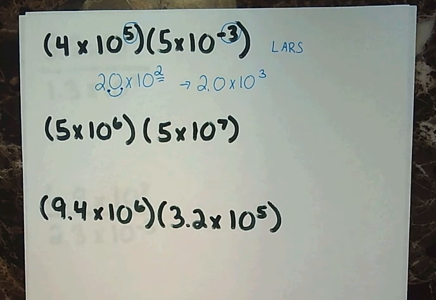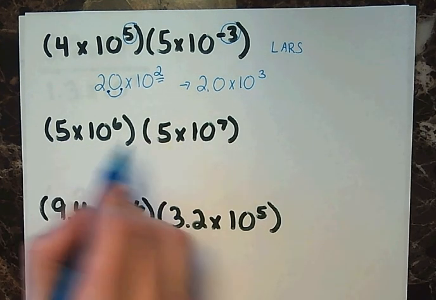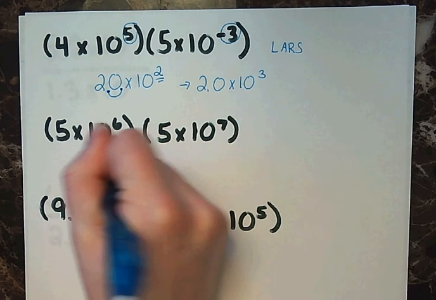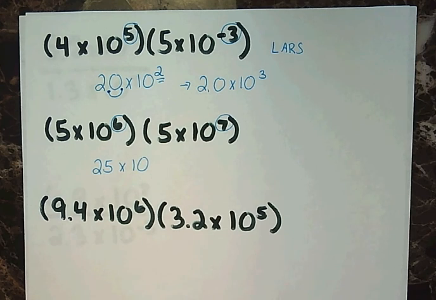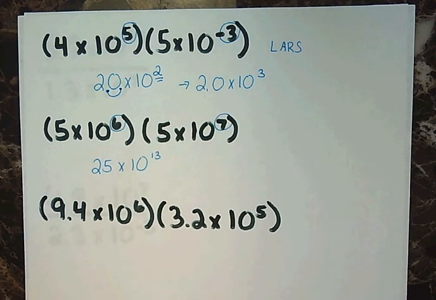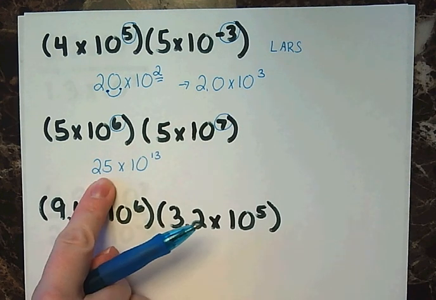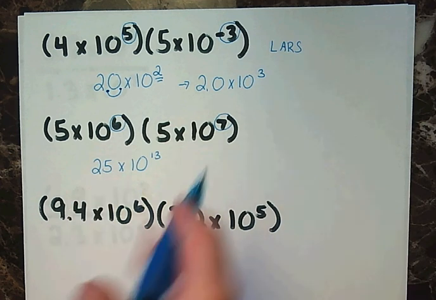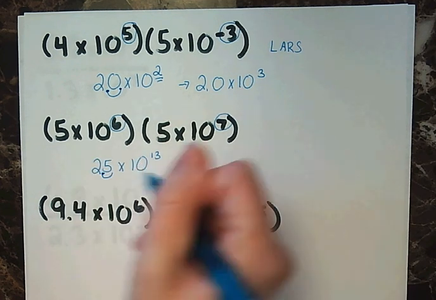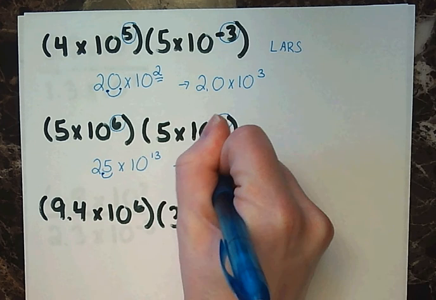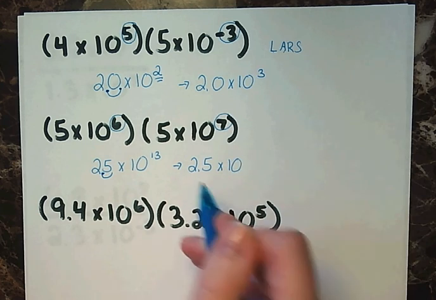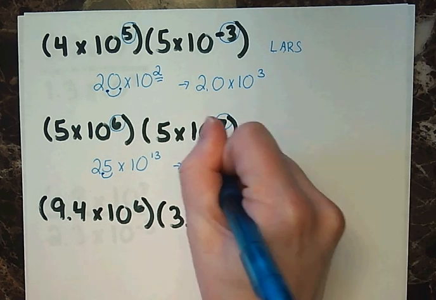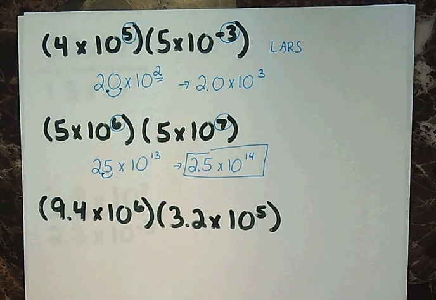Okay, now for this one, we want to multiply the first two, 5 times 5, which is 25. And then we have times 10, we want to add 6 plus 7. What is 6 plus 7? 13. 13, good job. So we have 25 times 10 to the 13th, but once again, not in proper scientific notation. So we want to move it one time to the left. So 2.5 times 10. Now we moved it once to the left, so we're going to left add. So 13 plus that 1 would be 2.5 times 10 to the 14th.